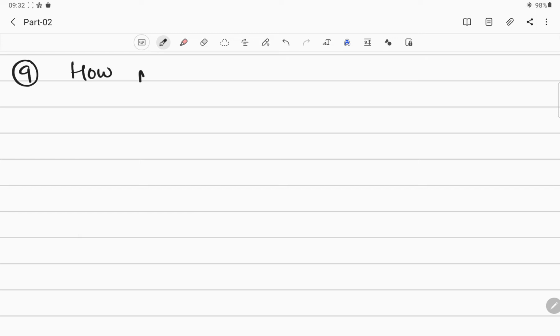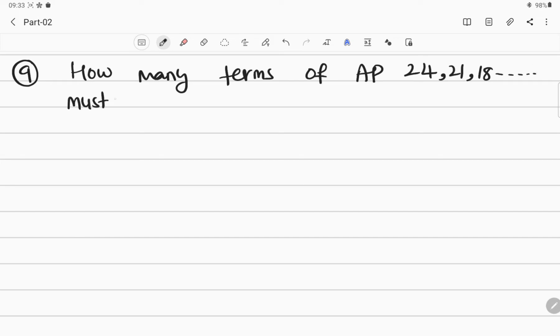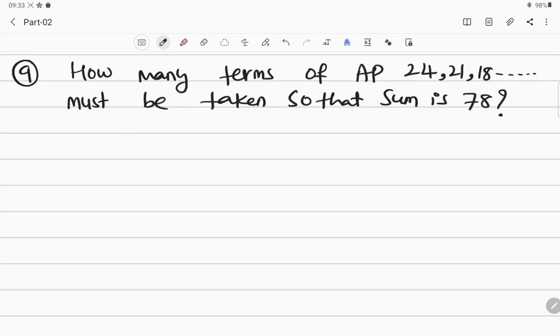How many terms of the AP 24, 21, 18, and so on must be taken so that the sum is 78? They are asking how many terms we have to take, so the value of n. So a is equal to 24, and d is equal to 21 minus 24, and that is equal to minus 3.